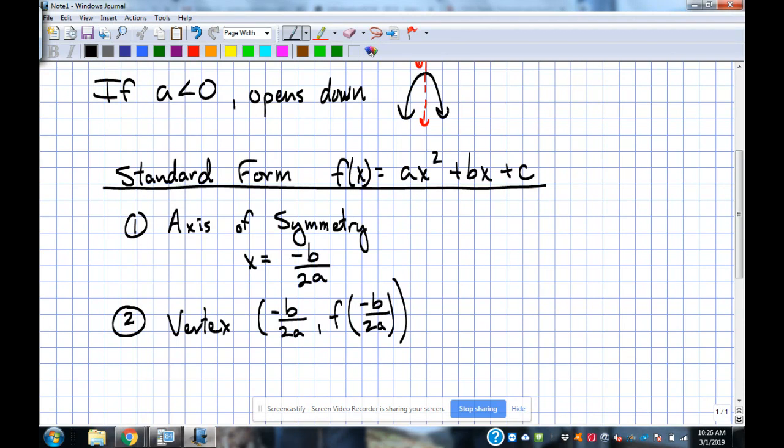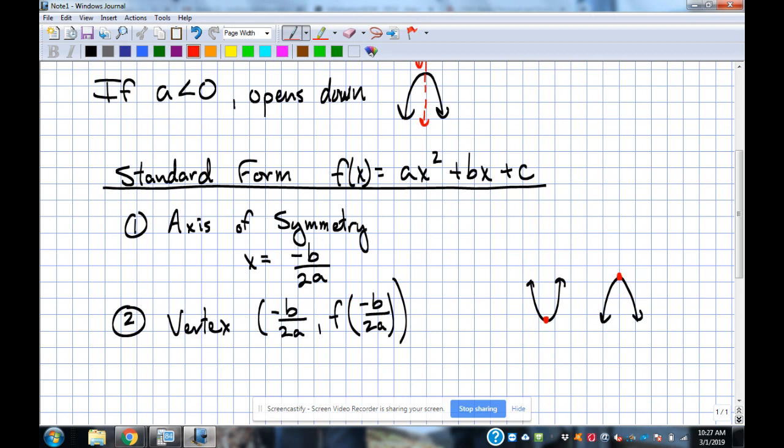So the vertex on a parabola is the point that's at the bottom if it's opening up. That point right there at the bottom, that's the vertex. If it opens down, it's the point at the top. The vertex can be a maximum or a minimum. If it's at the bottom, which one do you think it would be called? Minimum. If it's at the top, it's a maximum. Tie those together based on the vertex.